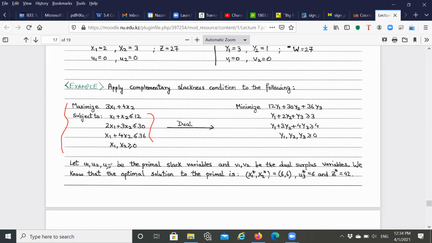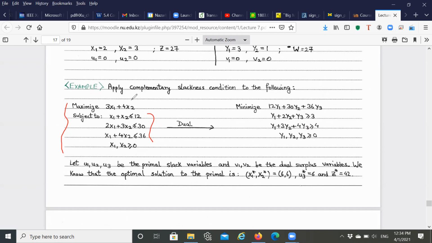Now, let's say that u1, u2, and u3 are the slack variables for the primal, okay? And v1, v2 are for the dual, because there are two constraints and three constraints over here. Well, I use slack and surplus interchangeably. Actually, it's a surplus variable because we are actually reducing something over here, but let's use the same word, slack. Slack means that additional variable that I add in order to change the sign of the constraint to equality.